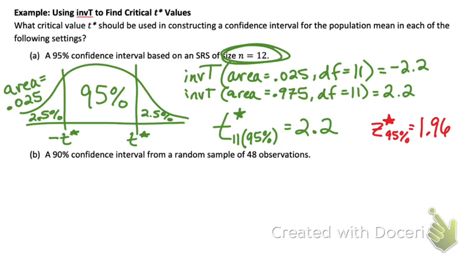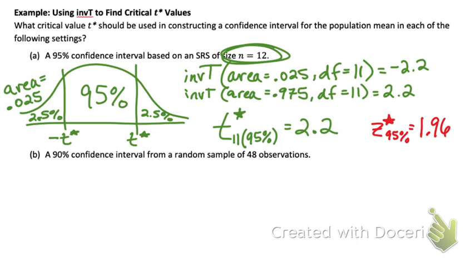Now, I want you guys to do me a favor. Go back to inverse T. Second VARS is inverse T. I want you to leave it as 95%, so just leave your area the same. Change your degrees of freedom to 50. So that's a sample size of 51. What do you got? 2.01. Notice that when my degrees of freedom went up, my sample size went up, my variability shrinks, and so I don't have to go out as far.